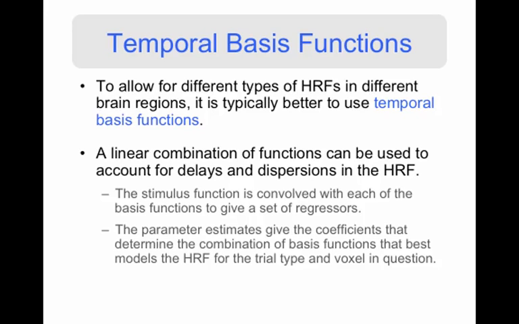And then what we do is we convolve the stimulus function with each of these basis functions to give a set of regressors. And then ultimately the parameter estimates give the coefficients that determine the combination of basis functions that will best model the HRF for the specific trial type that we're interested in and the specific voxel that we're studying.